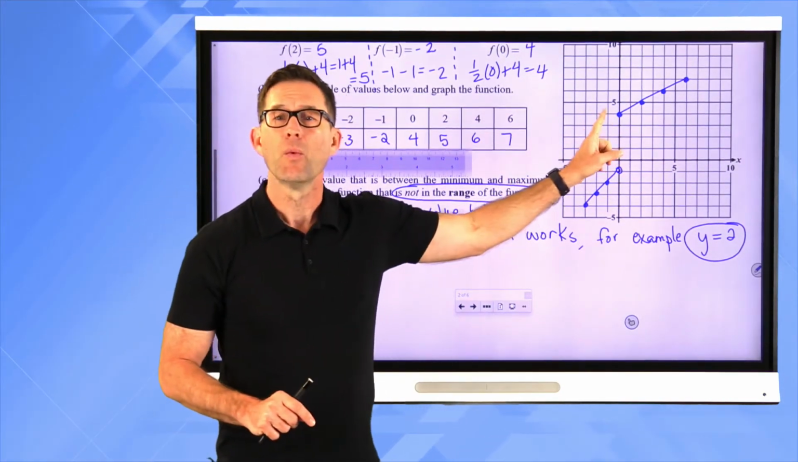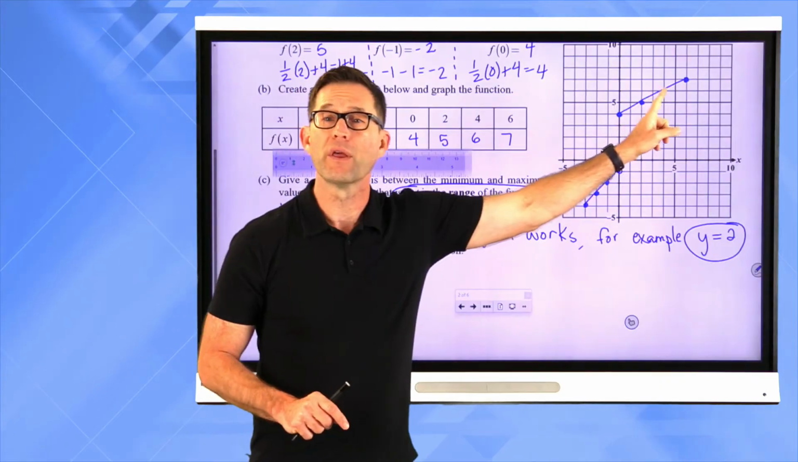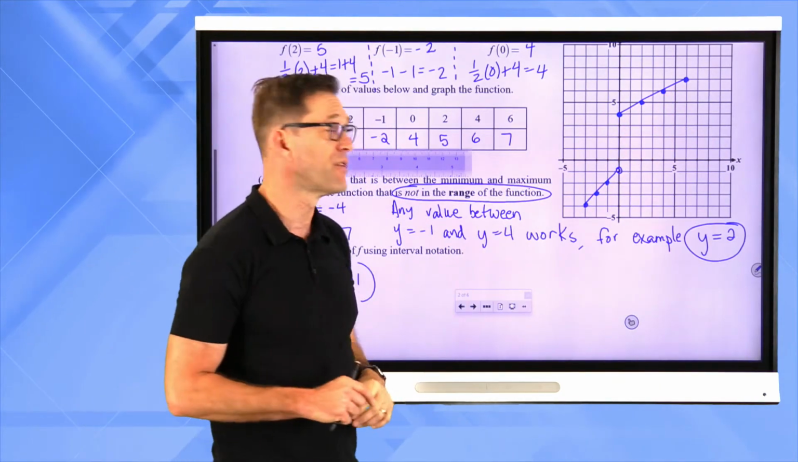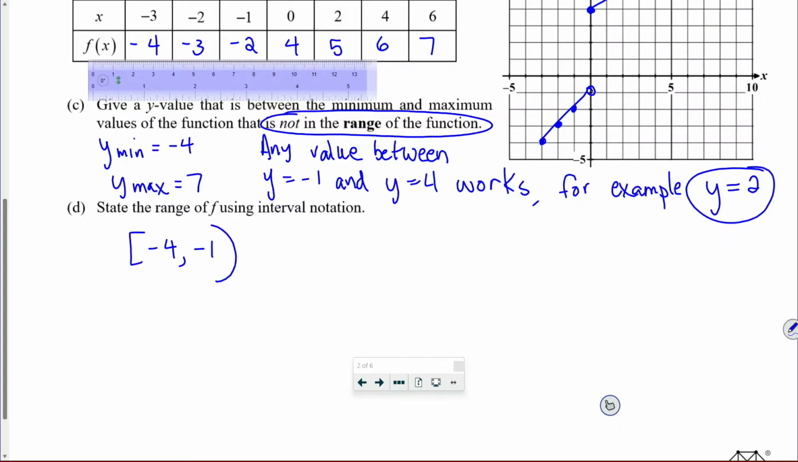Now let's talk about the upper level. Up here, we start at a y value of 4 and we go to a y value of 7, and both 4 and 7 are included, so we could say this.